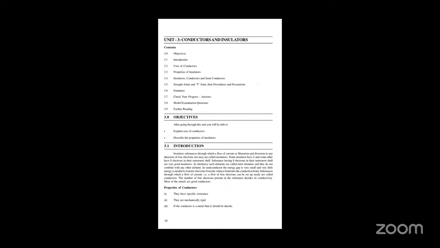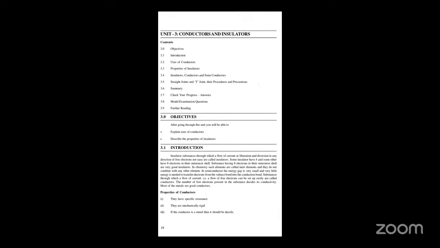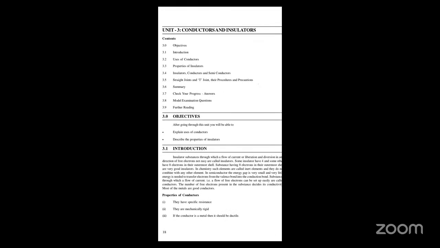Next, conductors and insulators. Third unit and fourth unit, a total of 4 blocks are there. The first 2 blocks are one class and the second 2 blocks are another class. That two is over. Now we will go with the topic of conductors and insulators.